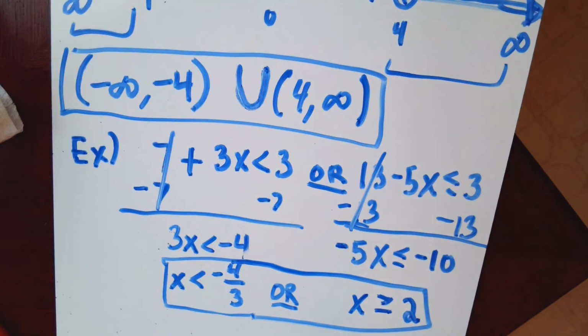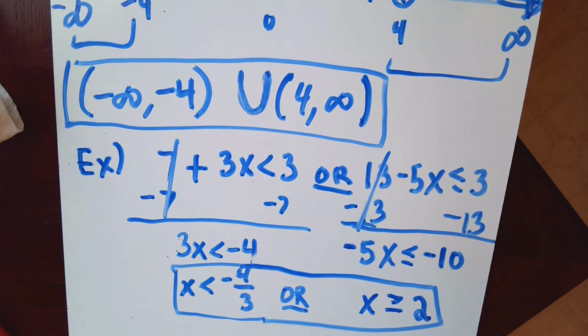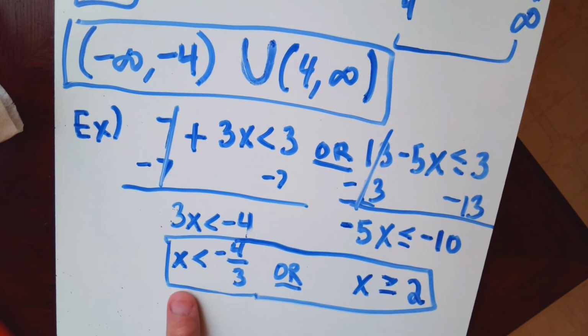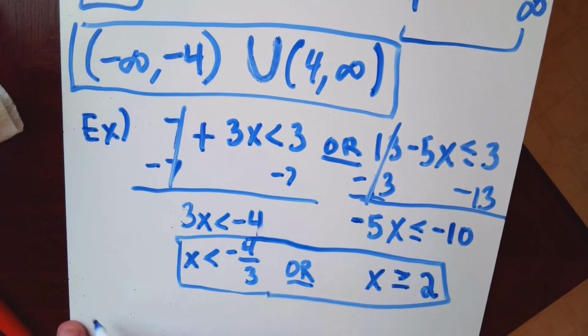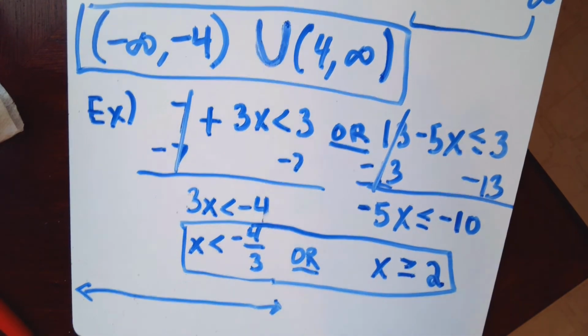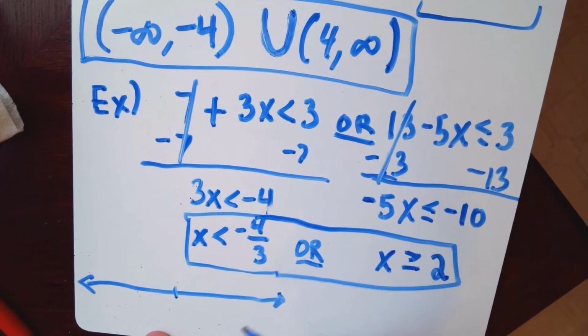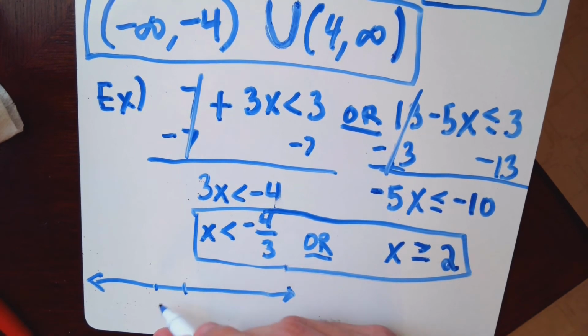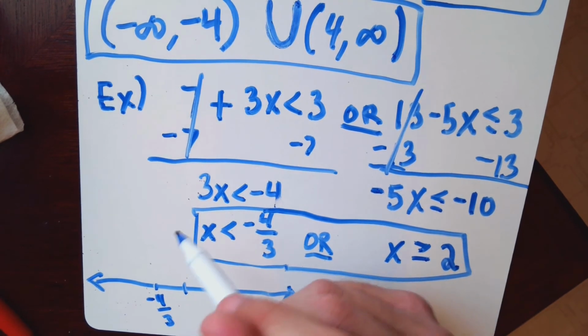is our solution. But what we want to do is take this solution, graph it, and then write it in interval notation. So let's graph it first. That will help us write it in interval notation. So we have our number line here. I'm going to be a little bit sloppy. Let's just say negative 4/3 is here. It doesn't have to be perfect. So x is less than negative 4/3.